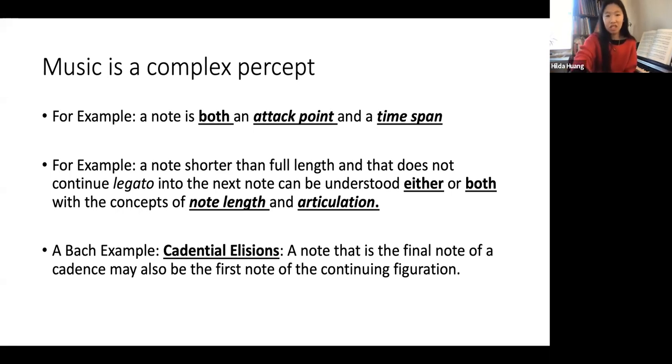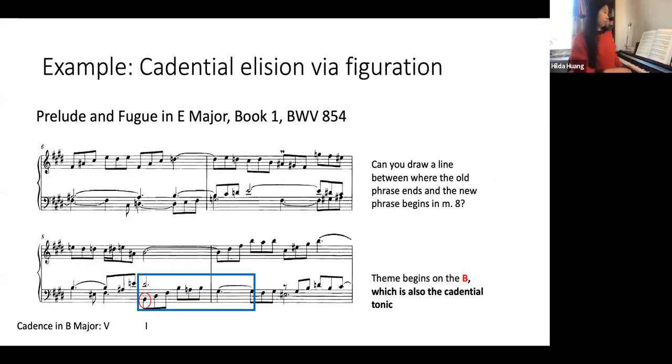The cadential elision is basically when the last note of a cadence is also the beginning of the next thing. It's fairly simple, right? So I've given just a little example here from the Prelude and Fugue in E major from Book 1 of the Well-Tempered Clavier. And I'll just play it too, because I actually think that playing this with a long line and a legato tone are very effective. So I'd like to do that for you right now.